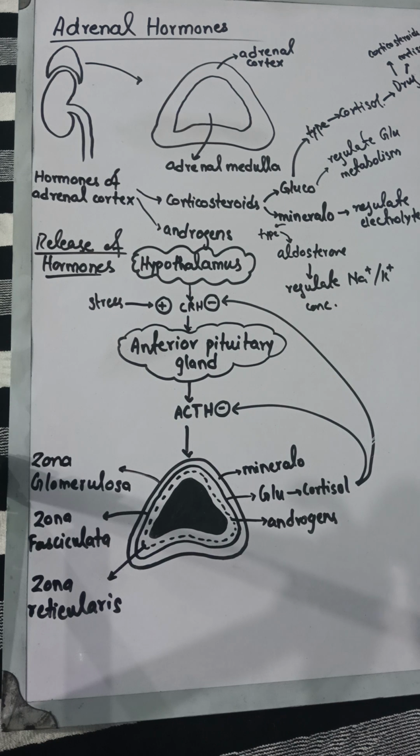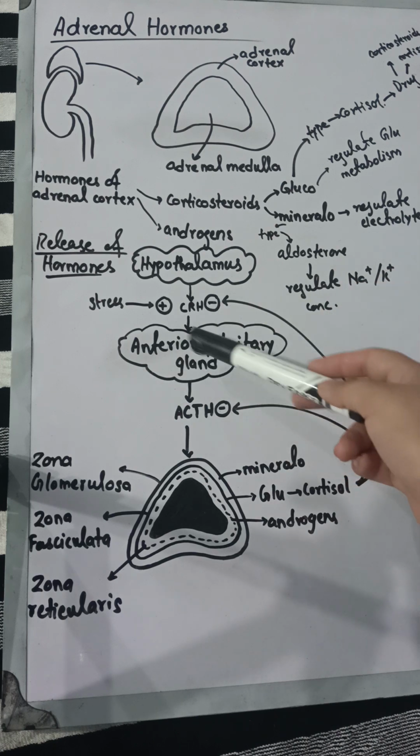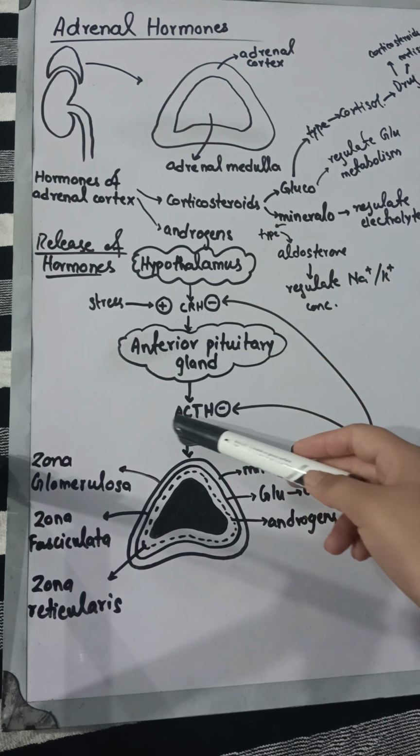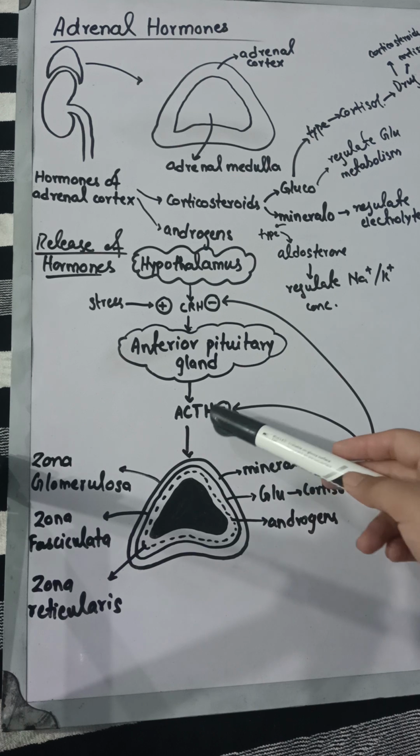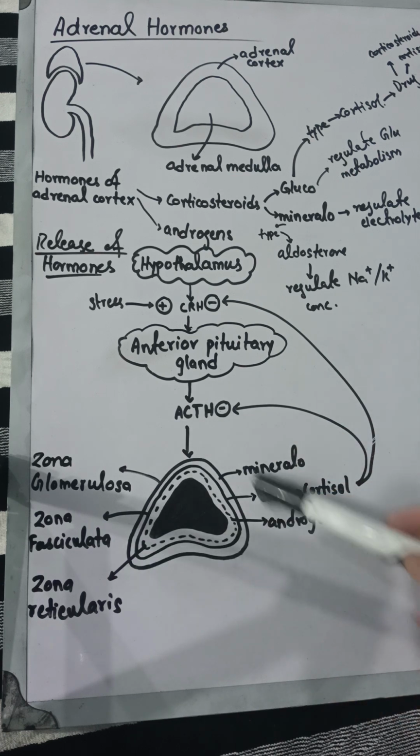It is the corticotropin releasing hormone. So this is released. Now it will activate the anterior pituitary gland. Then your anterior pituitary gland will release adrenocorticotropic hormone. So now this adrenocorticotropic hormone stimulates your adrenal gland.